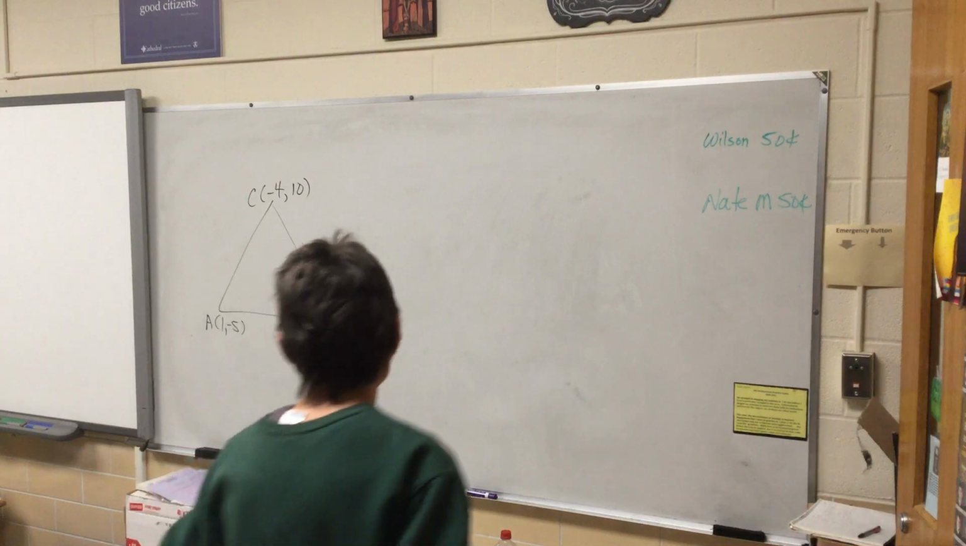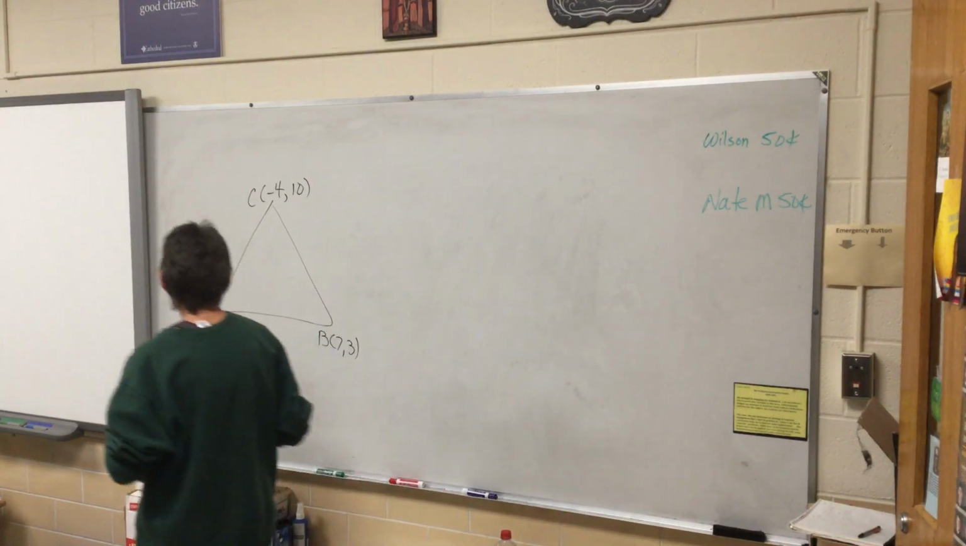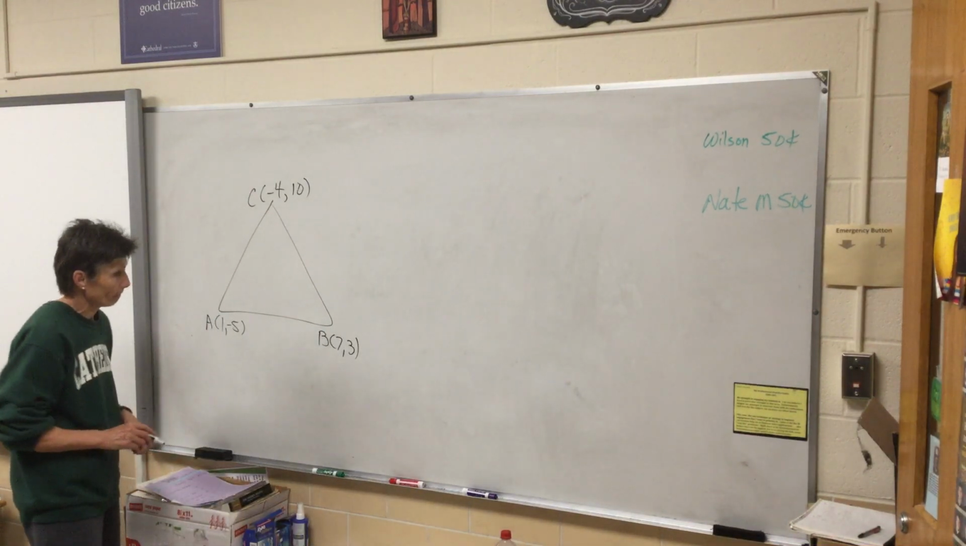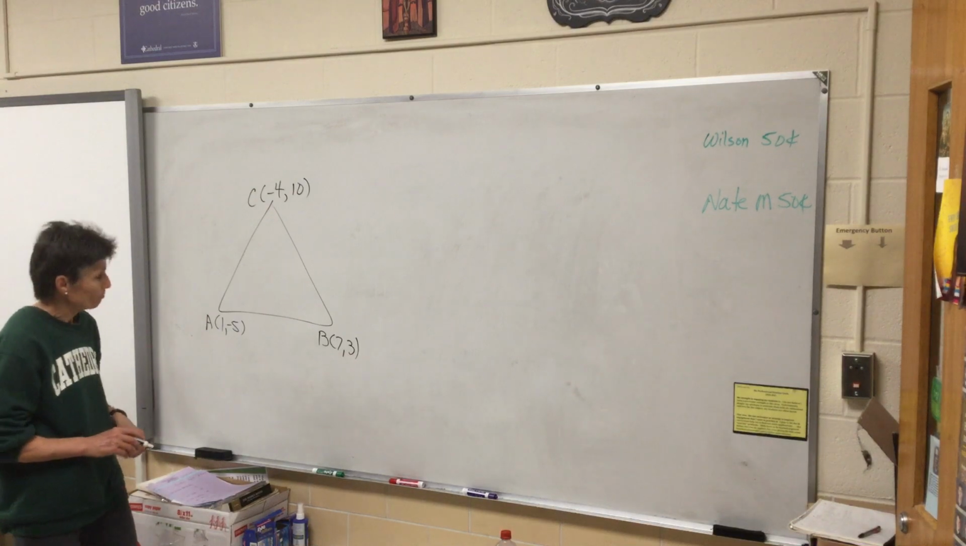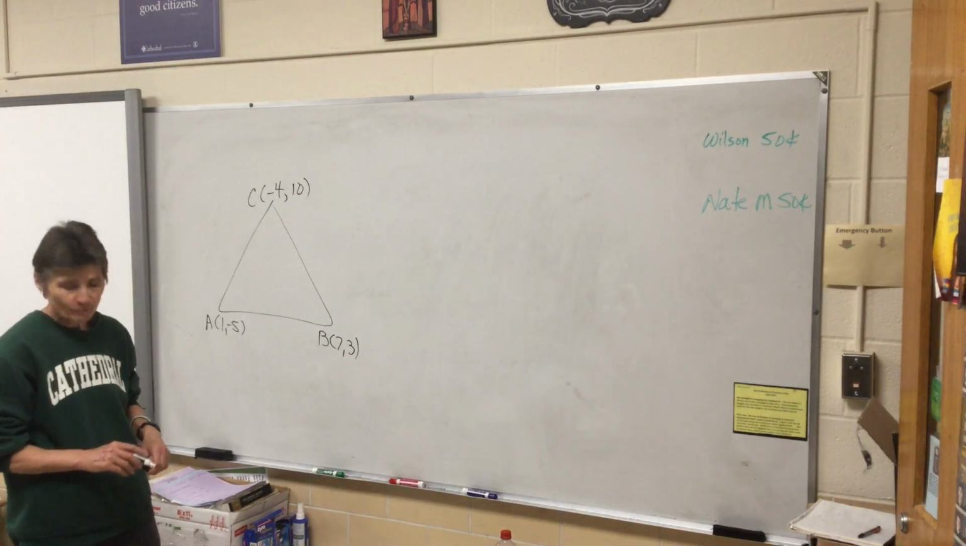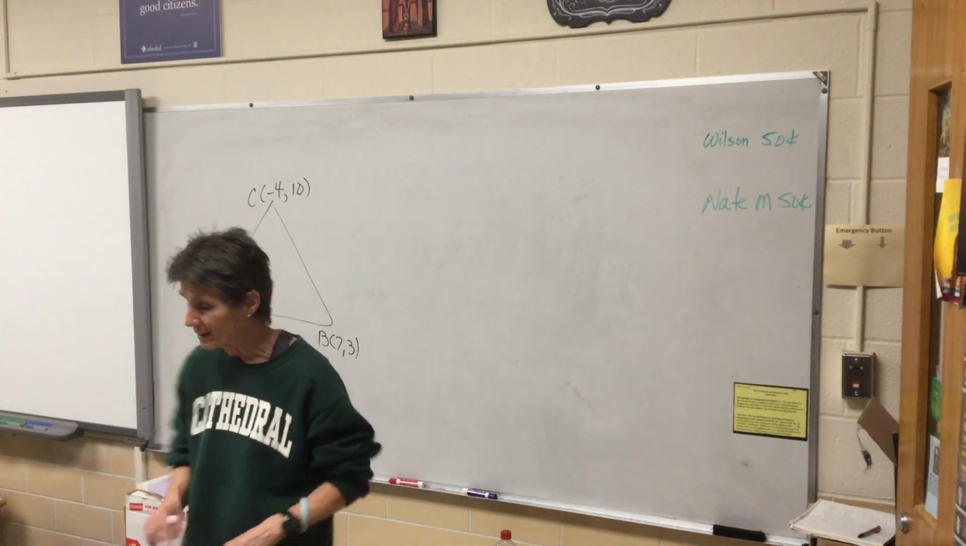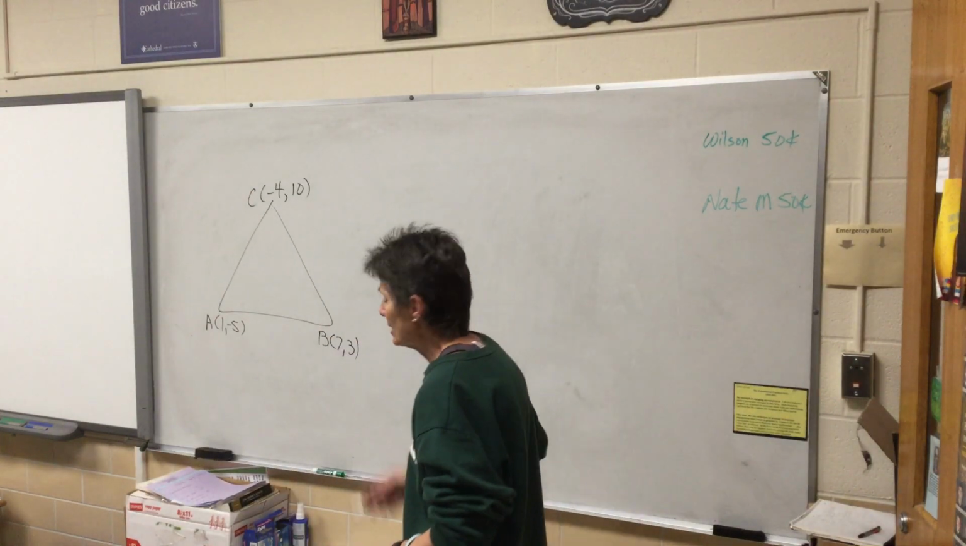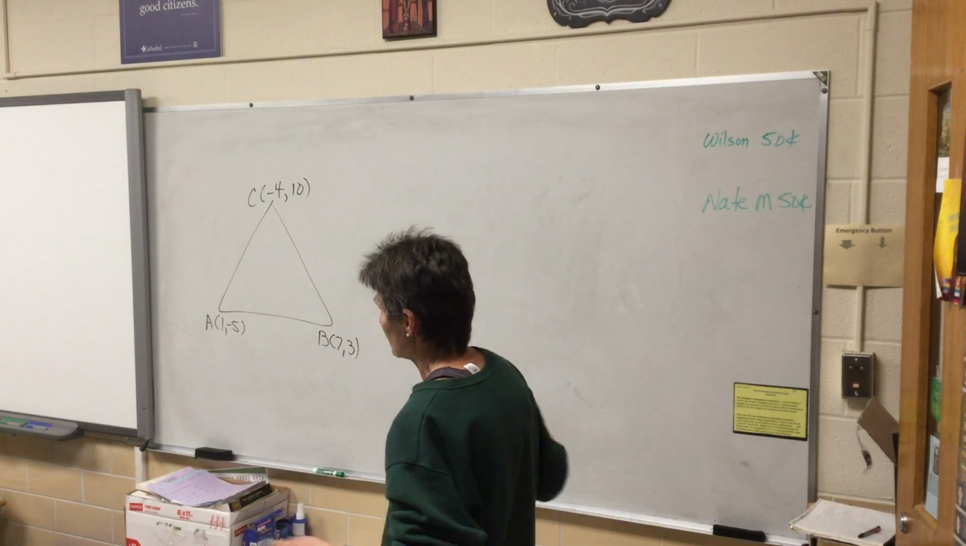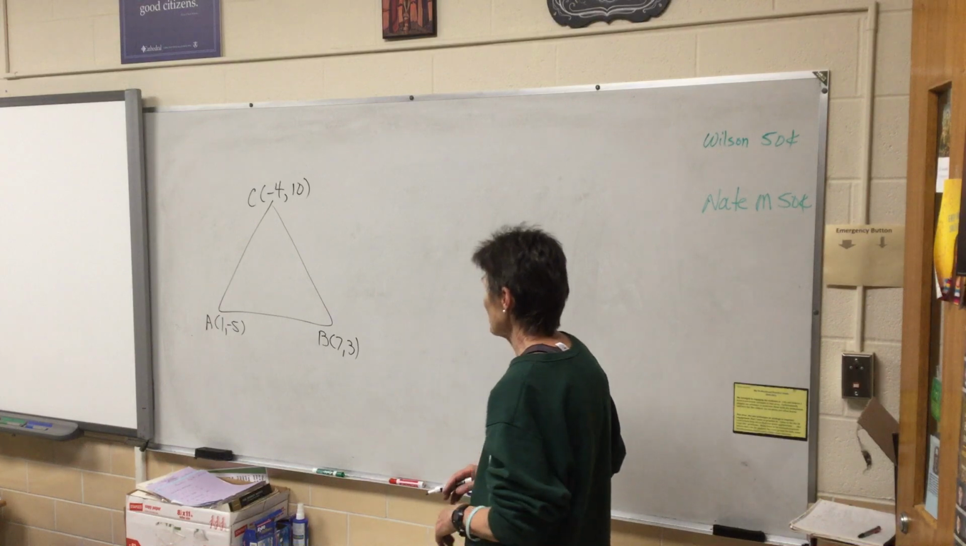Miss Ward, when it says A, B, and C, does it matter which order you write them in? Nope. Do you always have to put A in the bottom left? Nope, you do not. You can put them anywhere you want. These are not plotted, and how you label the vertices of a triangle is irrelevant.